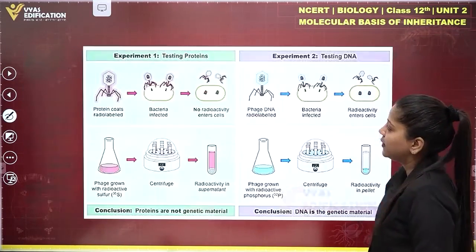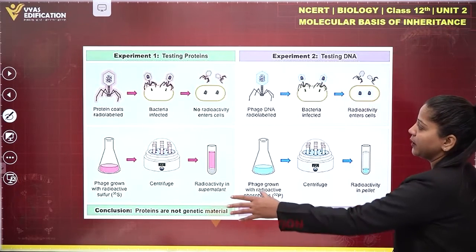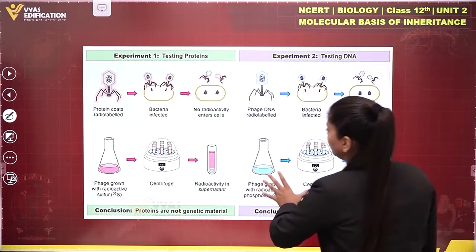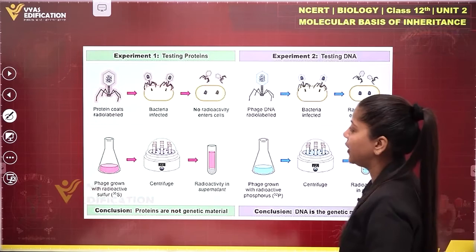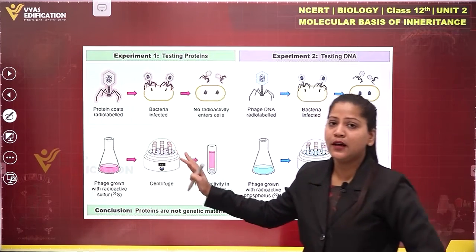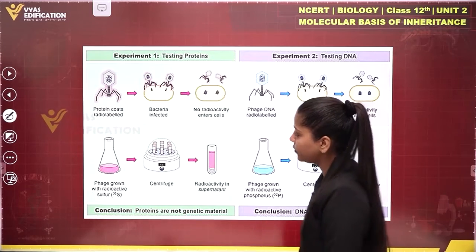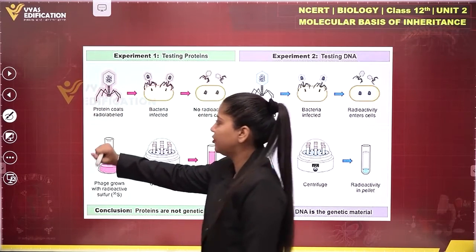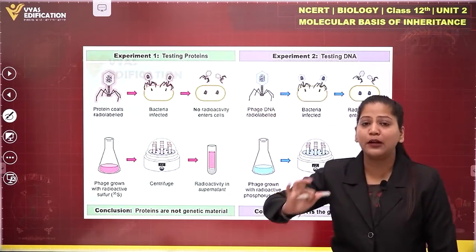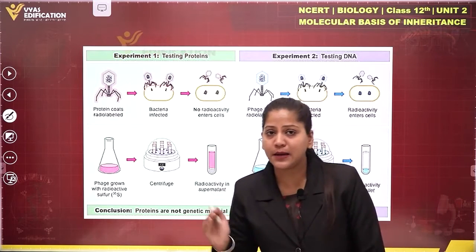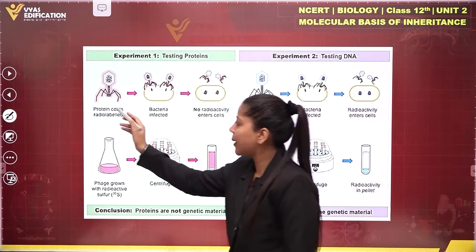And on the screen you can see a diagram. This is experiment 1, this is experiment 2. In experiment 1, we are testing proteins with the help of radioactive sulfur. Now see, this is a bacteriophage, a virus which is able to infect any bacteria. So this is a bacteriophage.